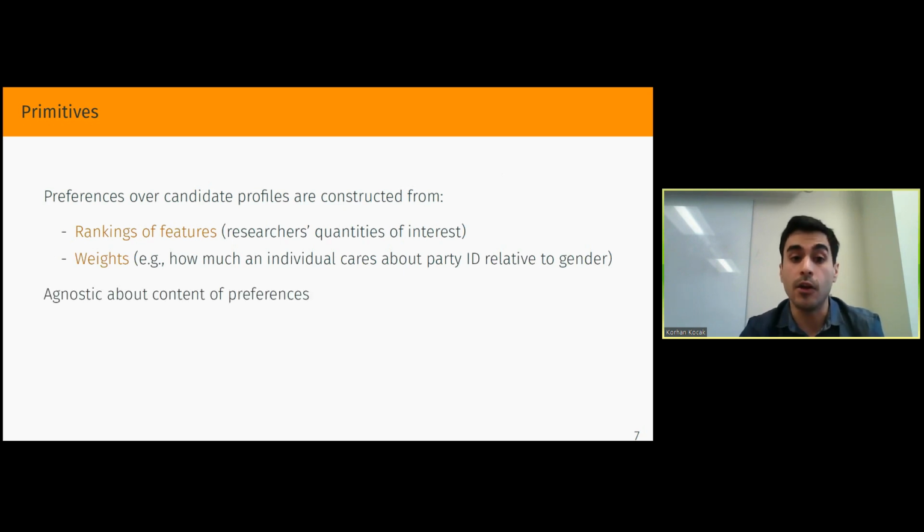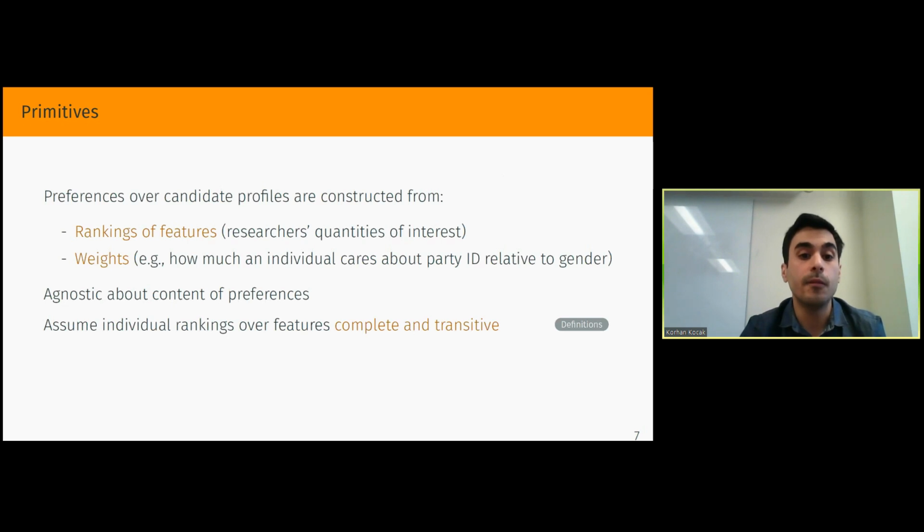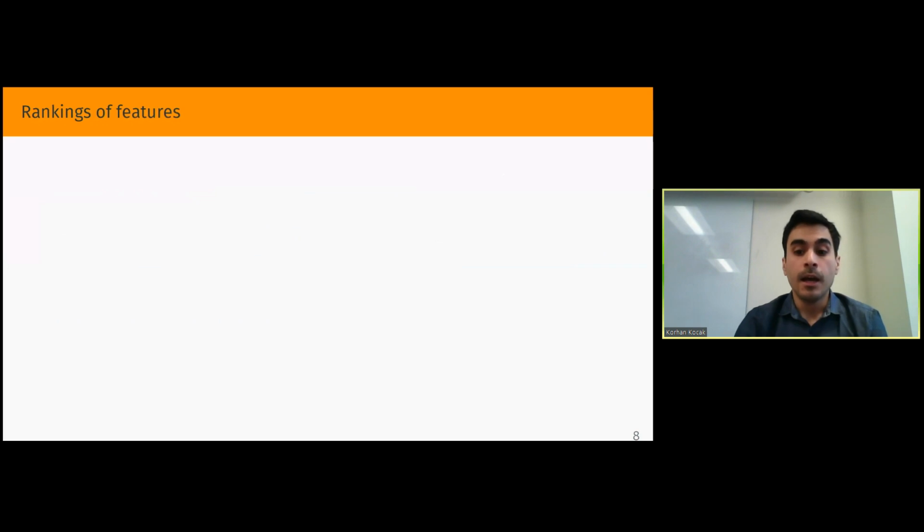I'm going to be agnostic about the content of these preferences. I'm not going to impose anything about where these preferences are coming from. I'm only going to impose that individual rankings over features be complete and transitive. And I want to be clear that the imposition of these assumptions is not going to bring about the issues that I'm going to highlight. These issues exist nonetheless. These assumptions are just going to allow me to talk about them in an informative and hopefully helpful way. So let me start.